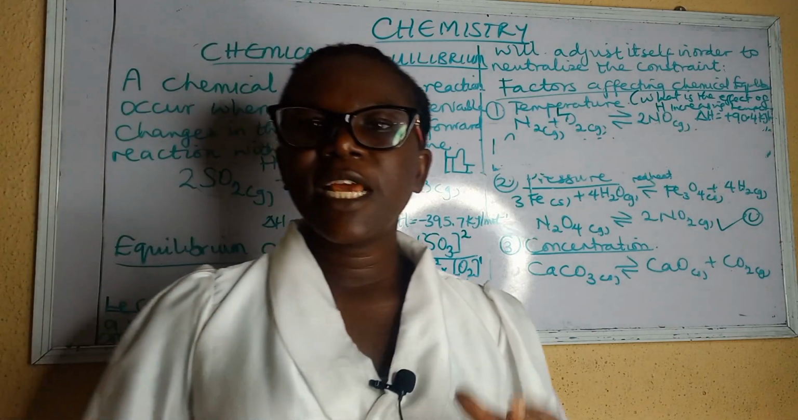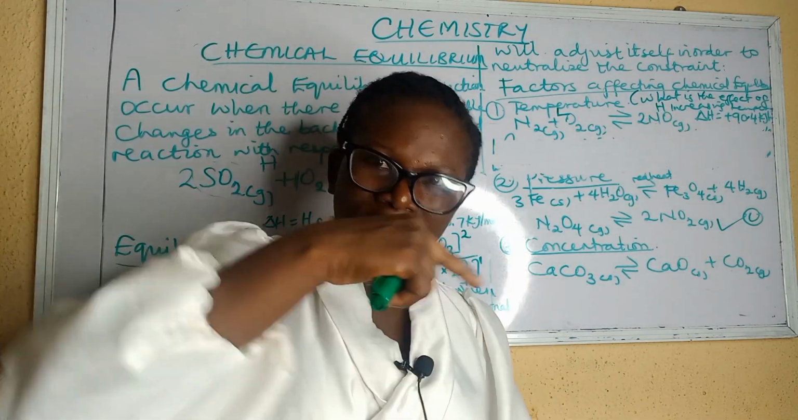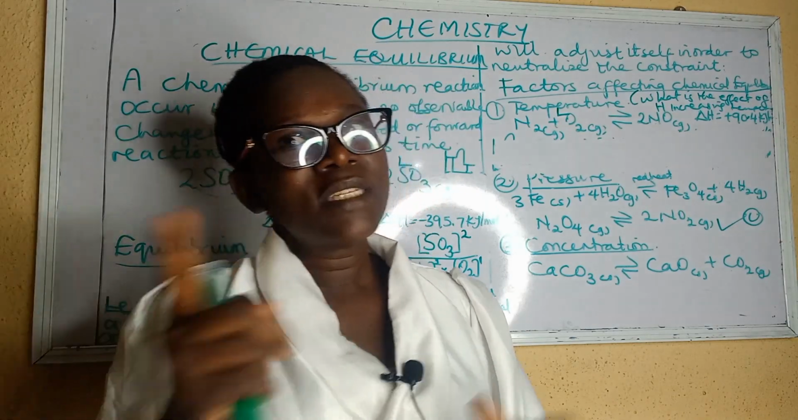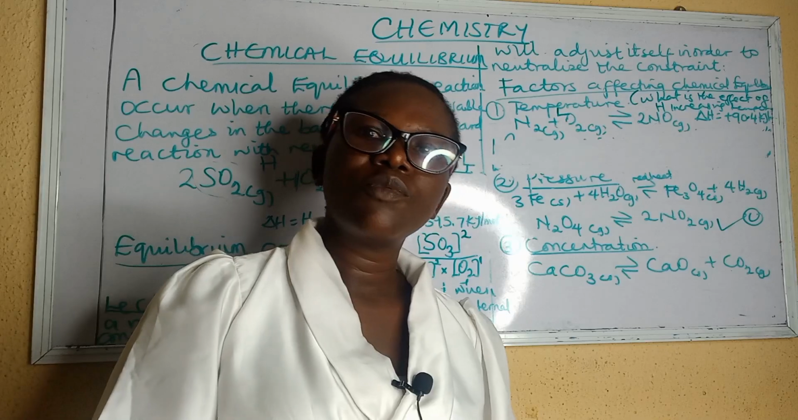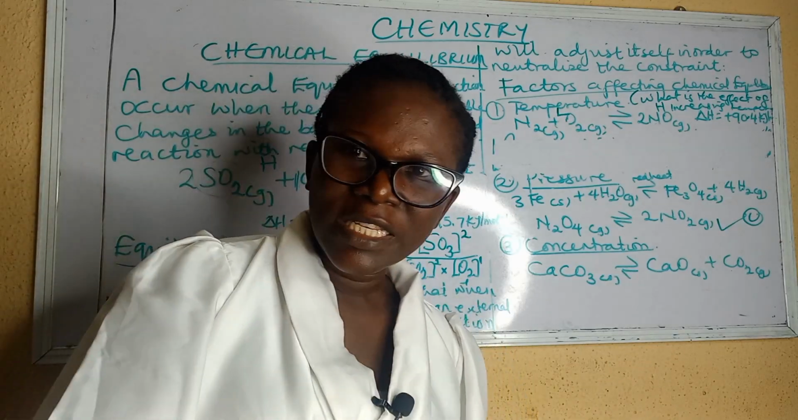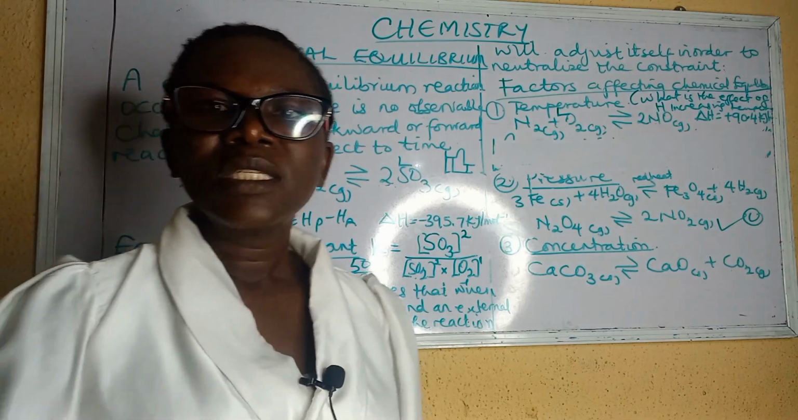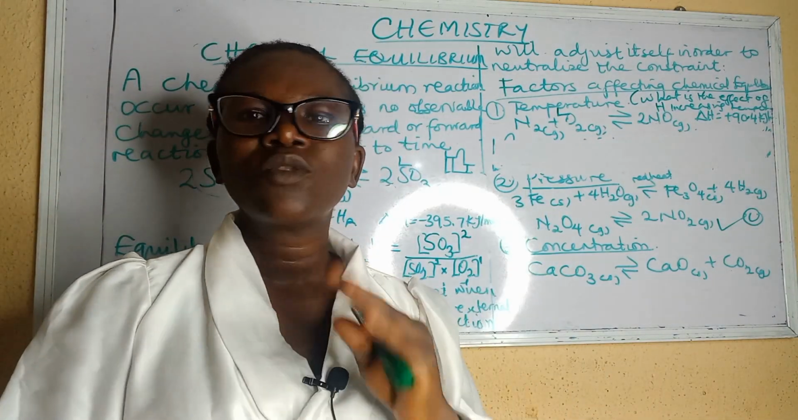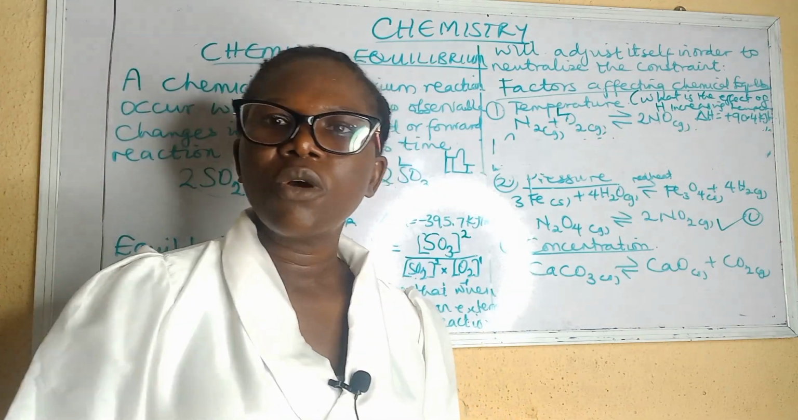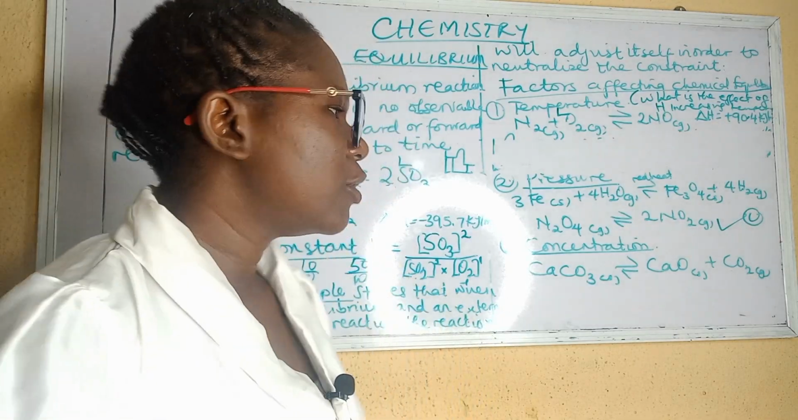According to Le Chatelier's principle, the reaction will adjust itself to reduce the pressure. Now, which side has the lower number of moles? The side with the lower number of moles will be favored, and that is what will be produced. Low pressure for low number of moles, high pressure for higher number of moles.